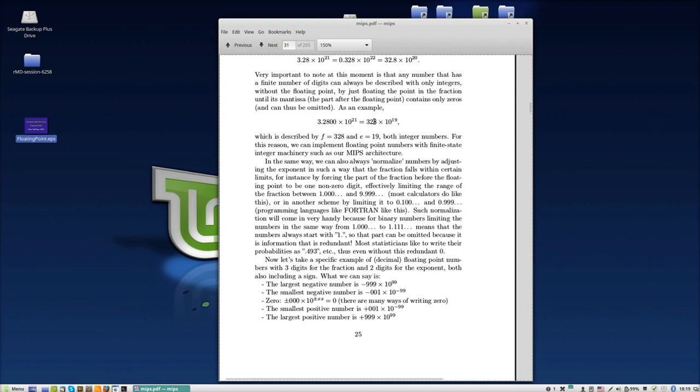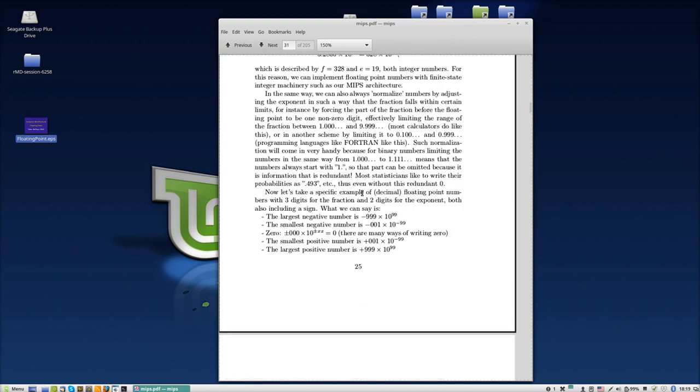Let's take 5 digits in total on the computer, but everything is decimal for the moment. Later we will do it in binary, but for the moment let's take a decimal computer, and it has 3 digits for the fraction and 2 digits for the exponent. So what is actually the range of numbers that we can get? Let's take a look at it.